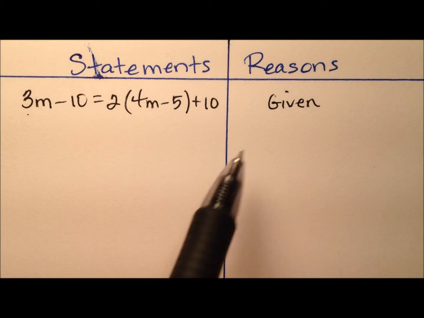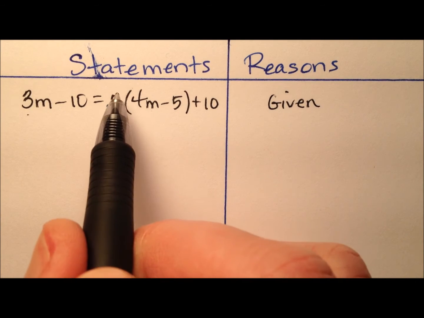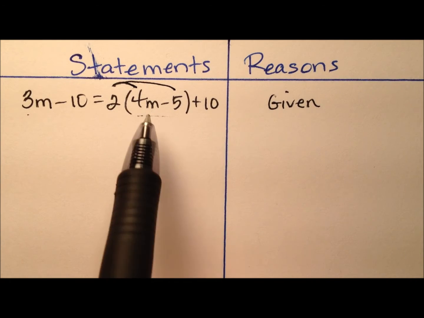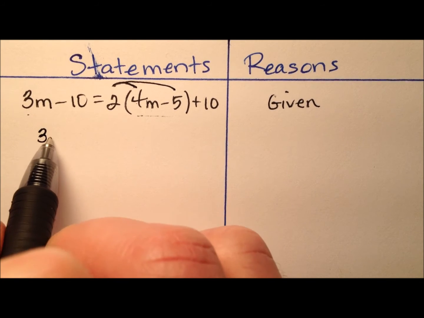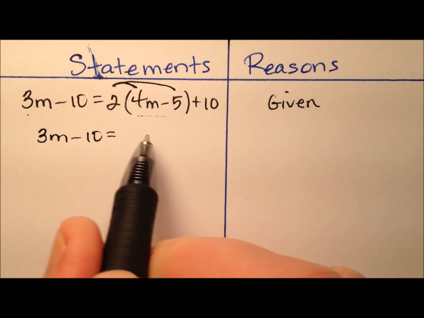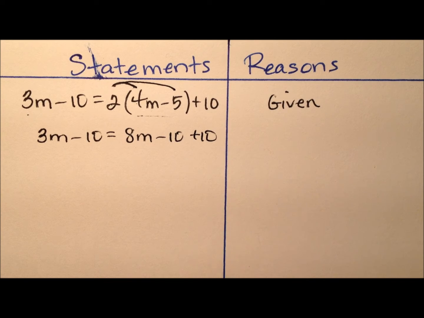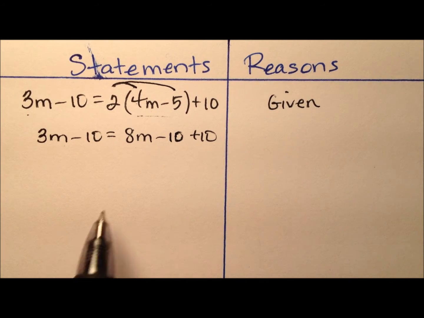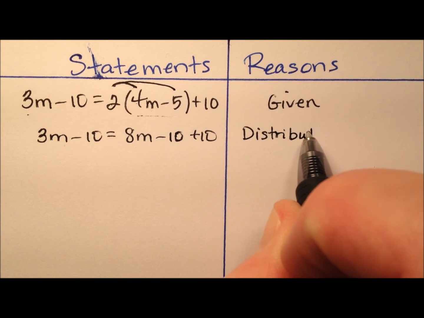Okay, so looking specifically at this equation, we've got some parentheses here. Let's go ahead and get rid of these parentheses, and we can do so by distributing this 2 across this binomial 4m minus 5. Okay, so what will that look like? Well, 3m minus 10 will equal, the distribution will be 8m minus 10, and then of course that plus 10. So what's the justification? What's the reasoning behind what we just did that allowed us to go from this step to this step? Well, it was just the distributive property. So we can just write that down. Distributive property.